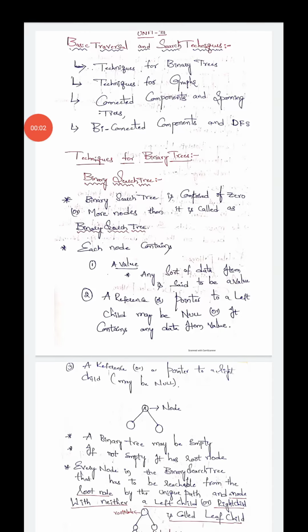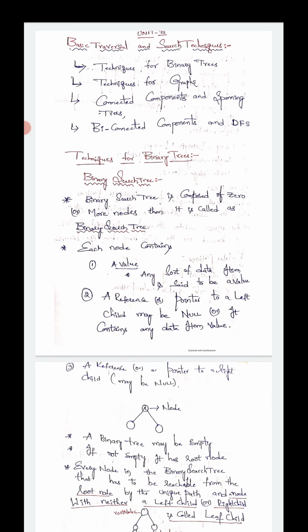Hi students, today we are discussing unit number 3, part 1, that is basic traversal and search techniques. In this unit we discuss techniques for binary trees, techniques for graphs, connected components and spanning trees, and the last topic, biconnected components and depth first search.